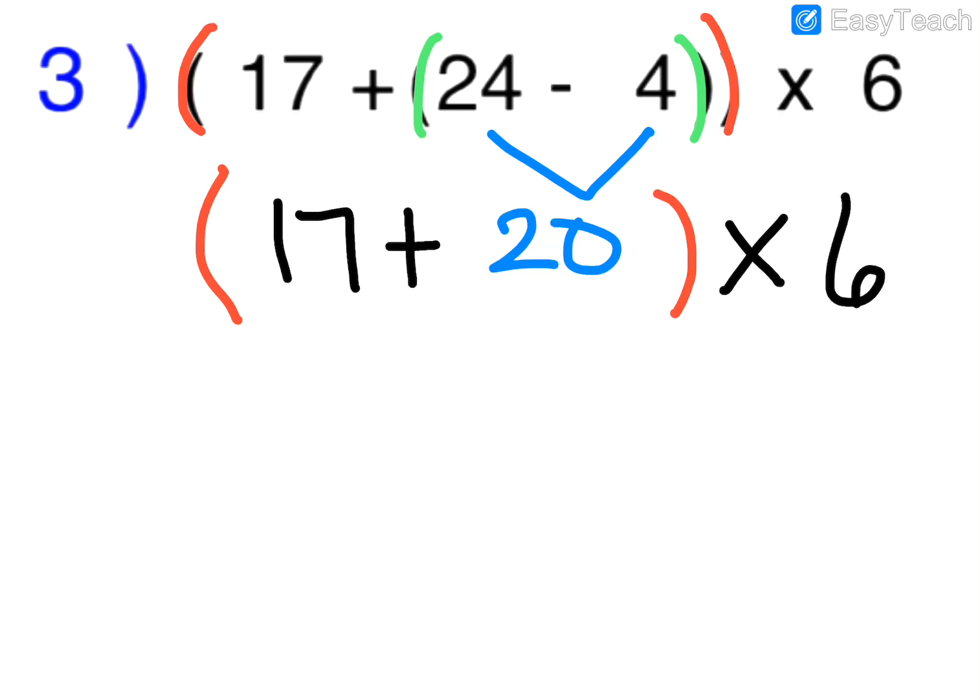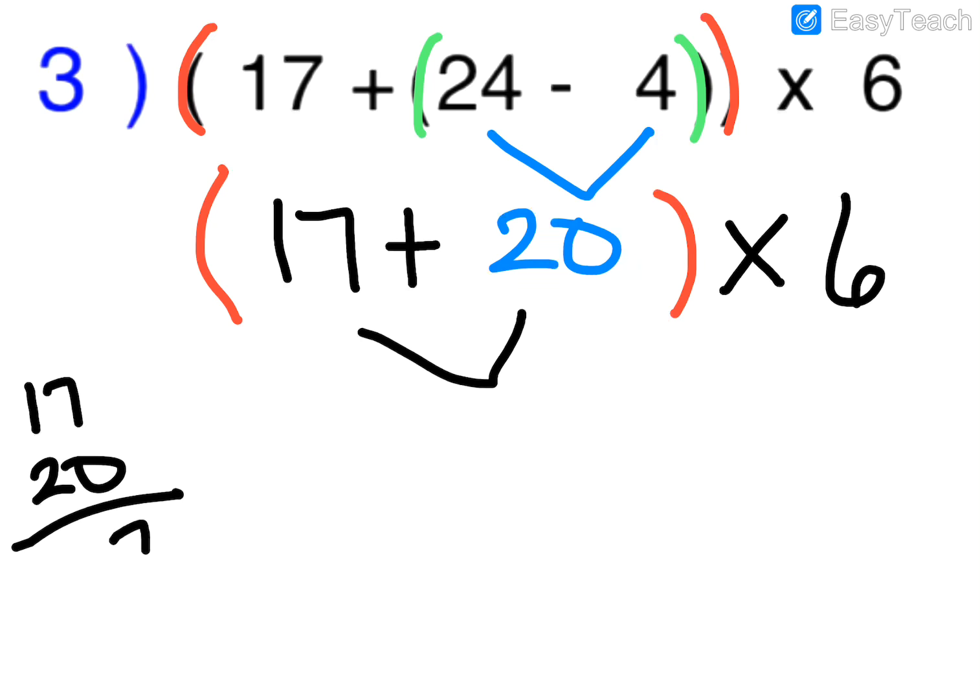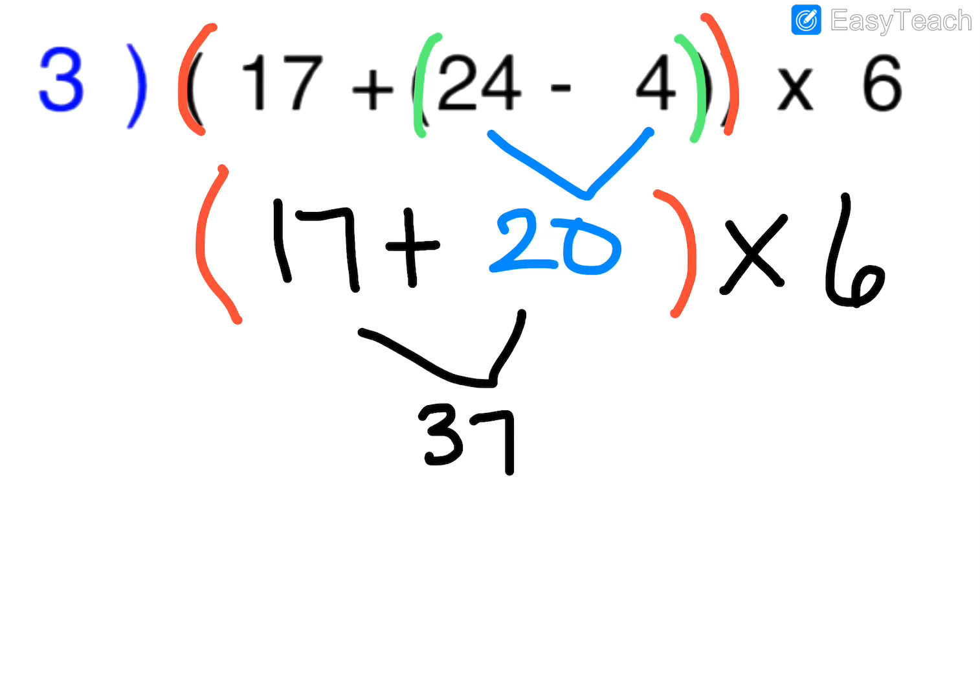If you have grouping symbols and multiplication, which operation should come first? You're absolutely correct. You still have to work inside of your parentheses first. So that means that we need to add 17 plus 20. 7 and 0 is 7, and 1 plus 2 would give you 3. So that answer would be 37. Bring down the times 6.